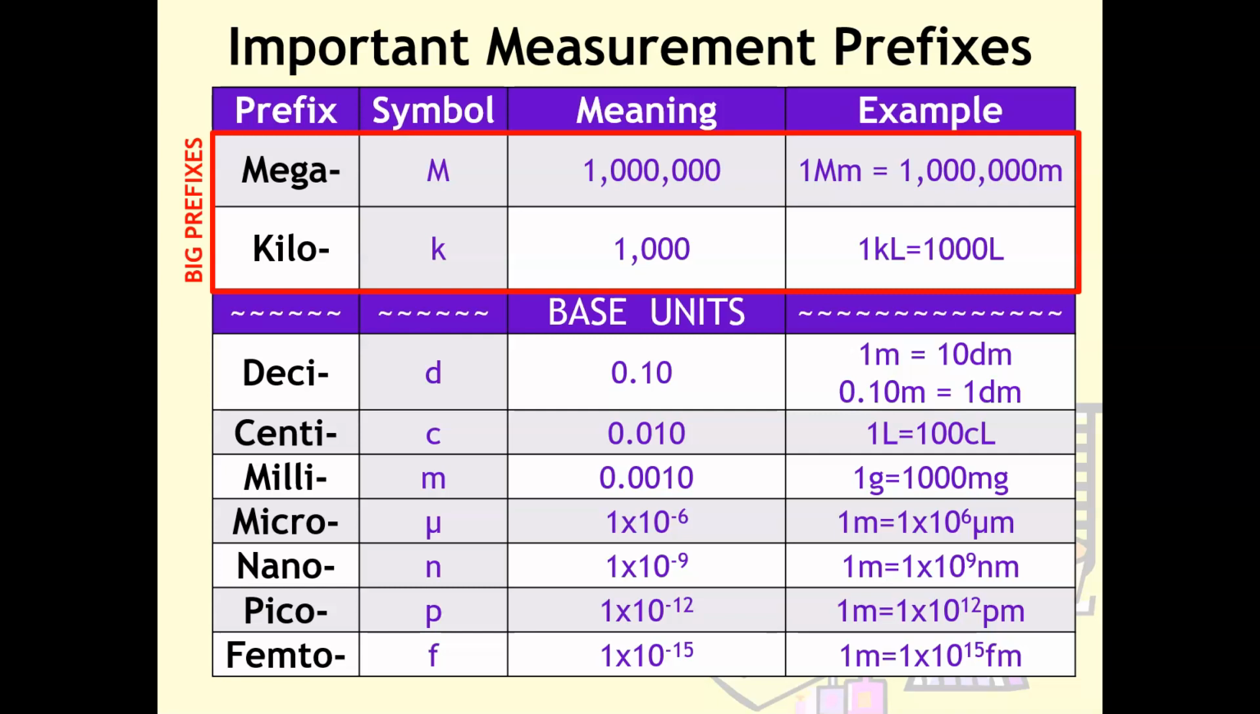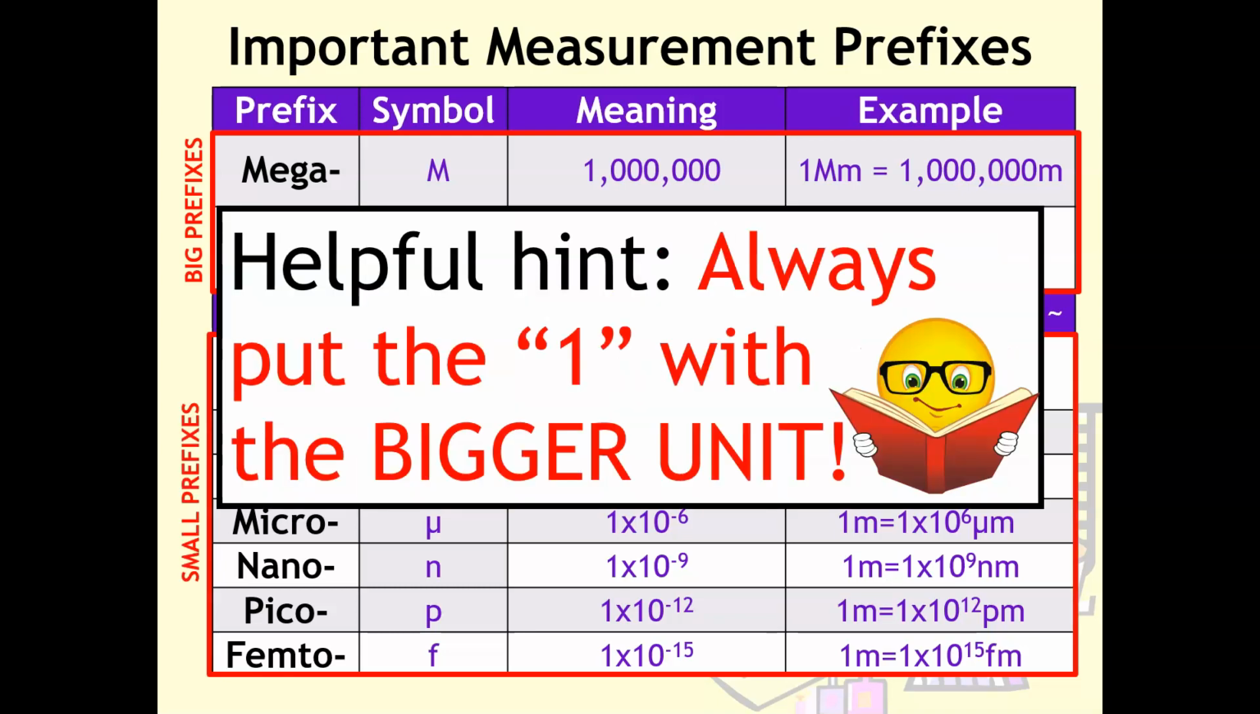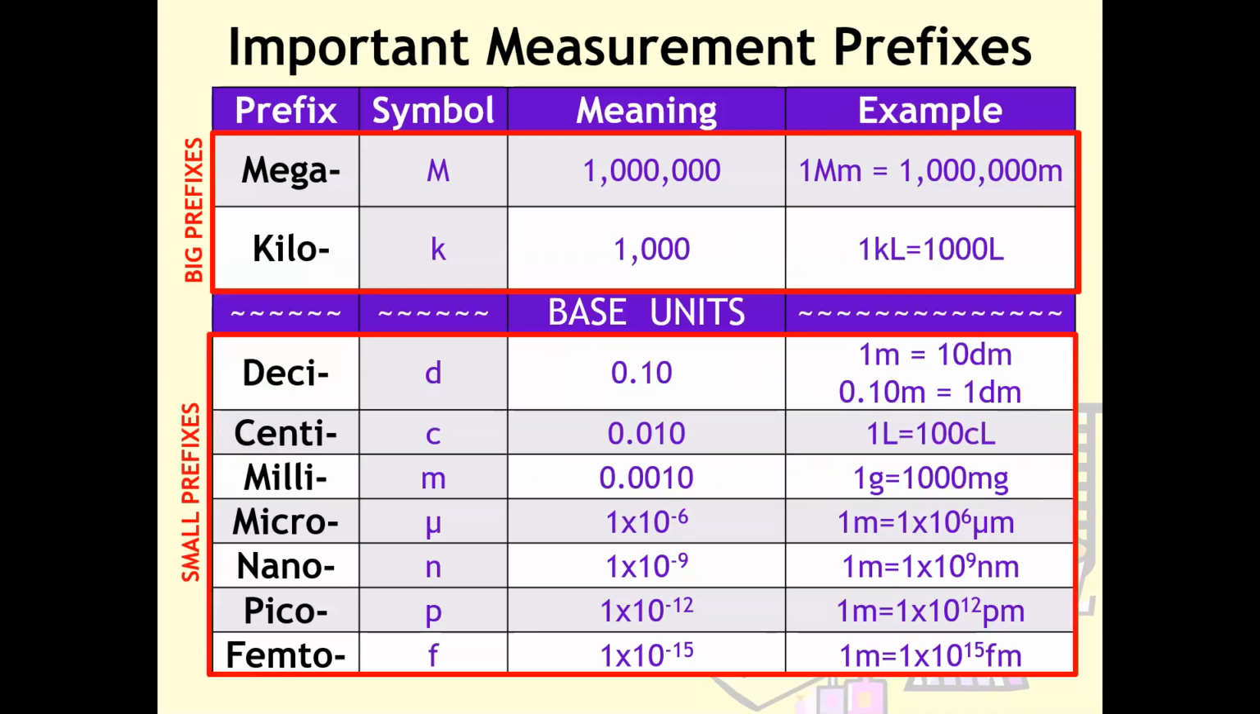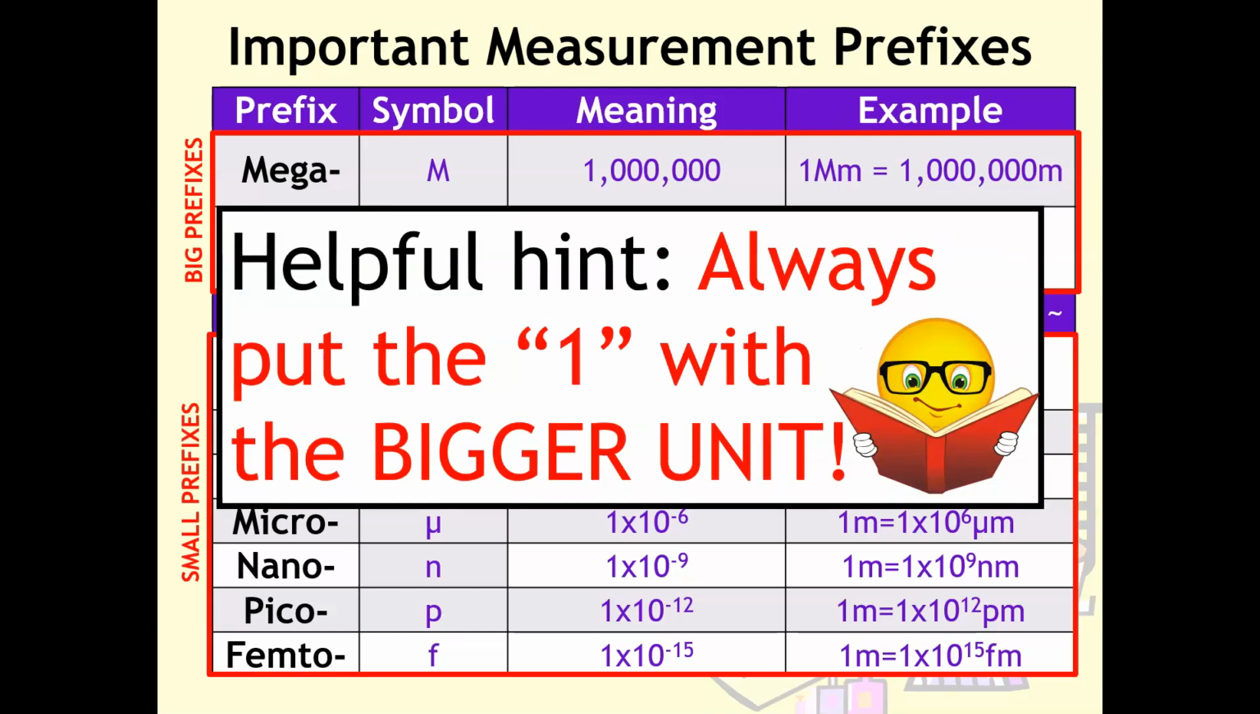On the top there, those are the big prefixes, mega and kilo. And on the bottom are the small ones. So the small ones are deci all the way to femto, and in between are the base units. And so a helpful hint that I tell my students is always put the 1 with the bigger unit. So for example, mega is bigger. So that means like 1 mega anything is always going to have that 1 with it. So it takes a lot more of, for example, the meters to equal a megameter.